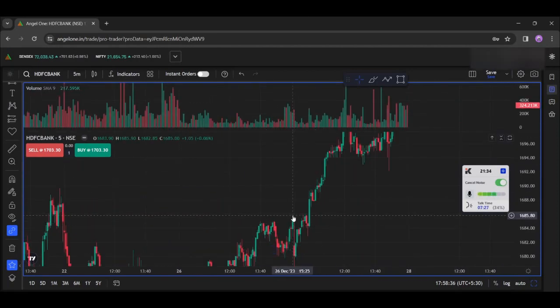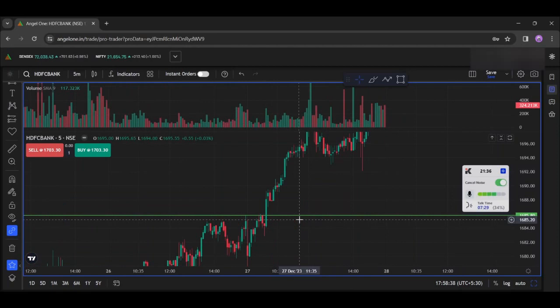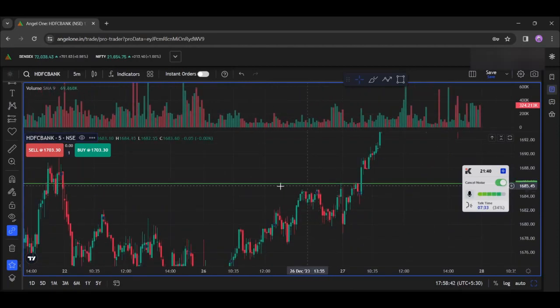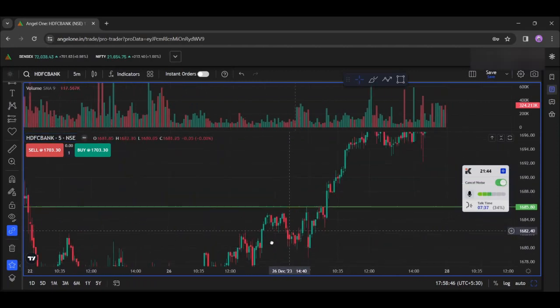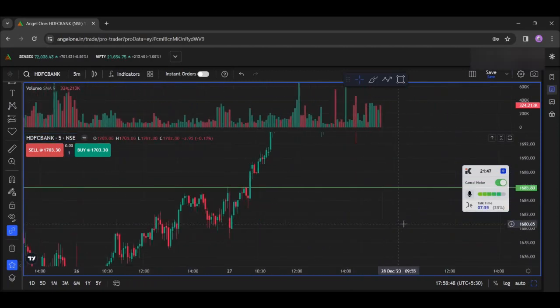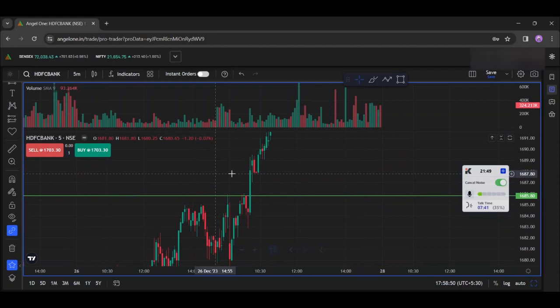So here I'm able to spot an important resistance level. I'll mark this important resistance level. You can see the HDFC couldn't break this important resistance level for almost one week, right? So this is an important resistance level and I'm able to spot a strong green candle, a strong green candle giving a breakout above this important resistance level, right?